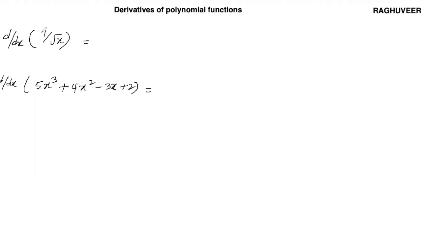Now let us solve these derivatives. So 1 by root x can be written as d by dx of x to the power of minus half. Now this will be minus half into x to the power of minus half minus 1, which is minus 3 by 2, or we can write this as minus 1 by 2 x to the power of 3 by 2. Fine.